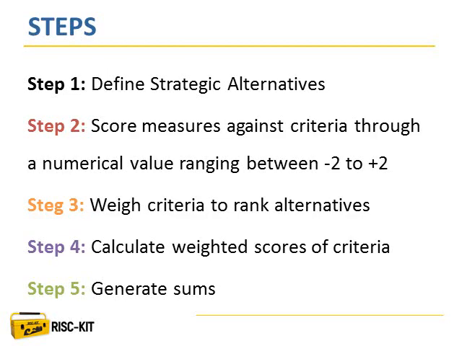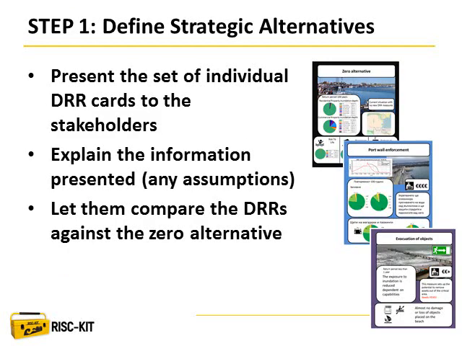This assessment would follow these 5 steps that I will now go through. As part of the first step, stakeholders would get introduced to the cards and become familiar with them, compare results between measures and the pre-prepared results of potential combinations of measures, which we here refer to as strategic alternatives, and compare the impact of these measures against the 0 alternative, which is no measure at all.